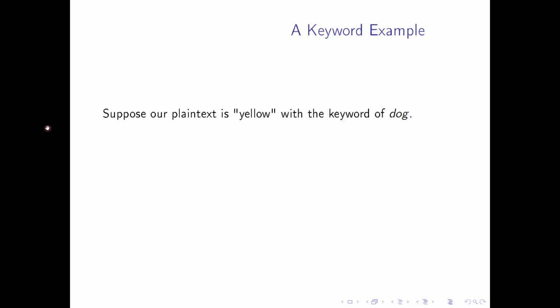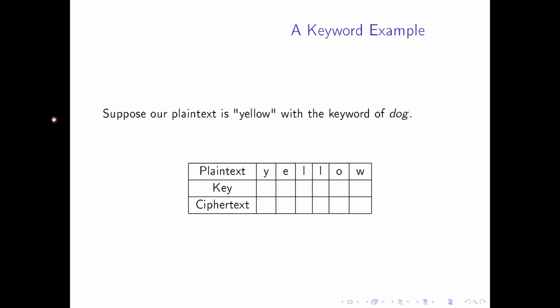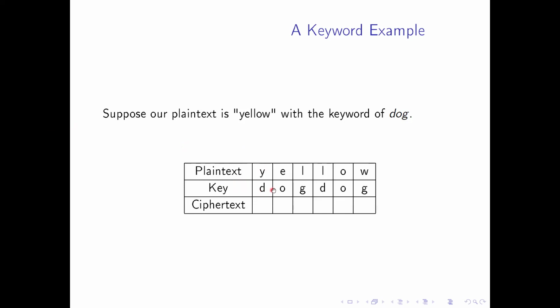So let's deal with this and talk about how I would encrypt it, but also how we would decrypt it. Let's do an example. Suppose I want to encrypt "yellow" and my keyword is "dog." So what I'm going to do is lay this out. I'm going to start with yellow as my plain text. I'm then going to write my key, repeating as many times as necessary, directly underneath it.